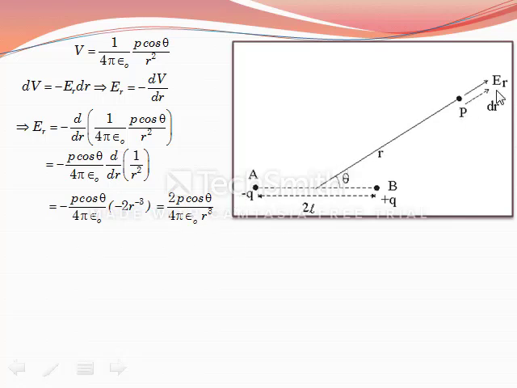But this is not the only component. There must be another component. We'll take another component in this direction. Now if theta increases by a small amount, say d theta, this line from the center to this point will rotate this way. This changes by d theta, and this point P moves in this direction. It moves by a distance r d theta. This can be supposed to be an arc of radius r subtending angle d theta.